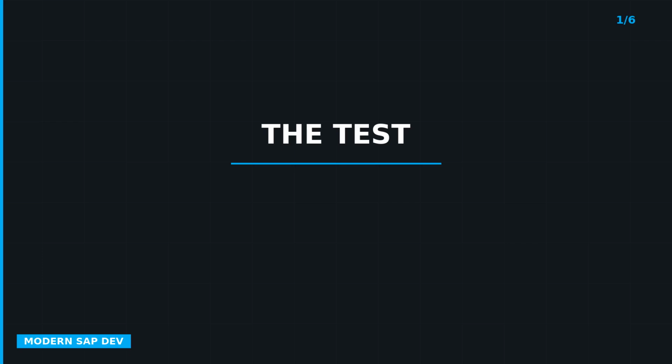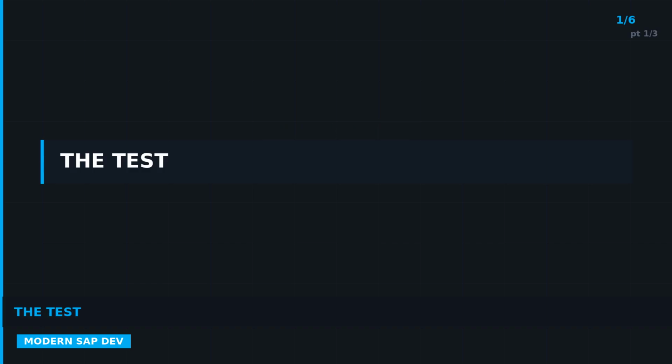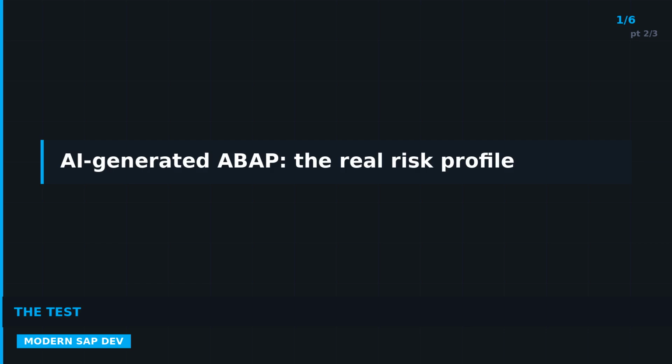I gave an AI a real ABAP requirement, an ALV report reading purchase orders, summing by vendor, with authorization checks. No hints, no handholding. Some of what it generated was genuinely faster than I'd write it myself. Some of it would have passed the syntax check, moved through transport, and silently exposed data in production. I'm going to show you exactly where the line is, and why knowing that line is what makes you valuable when your company starts pushing AI into ABAP development.